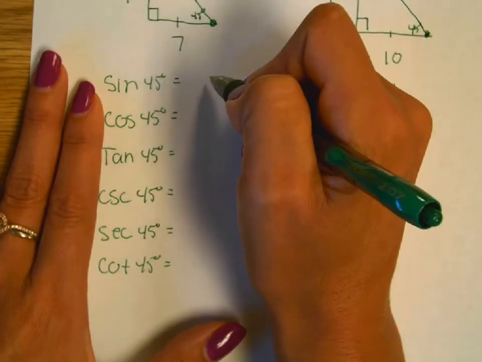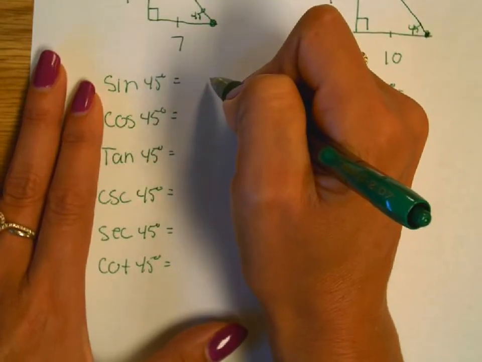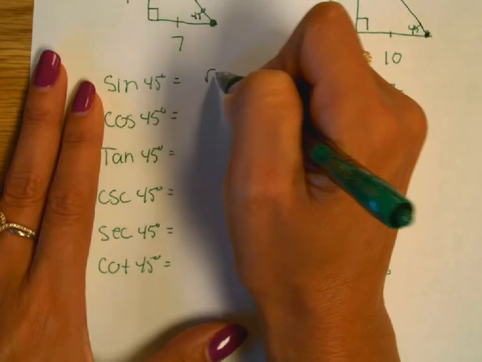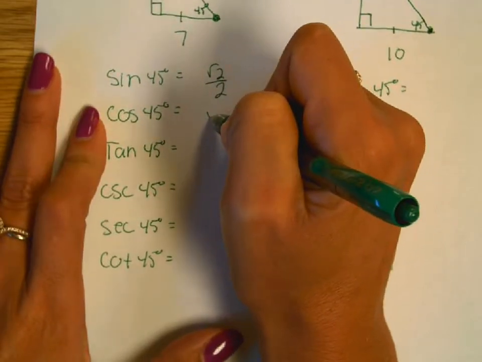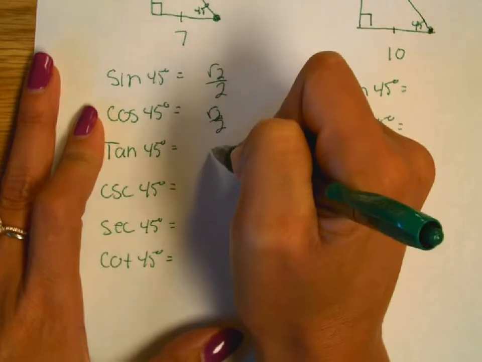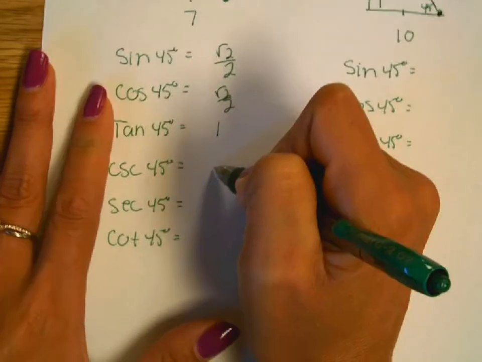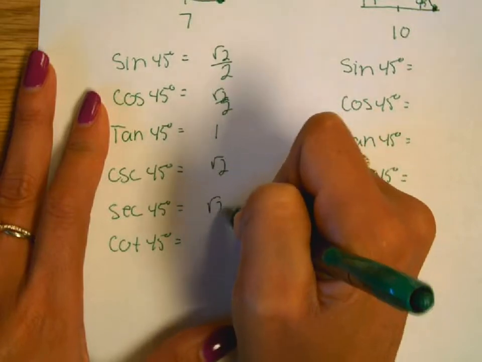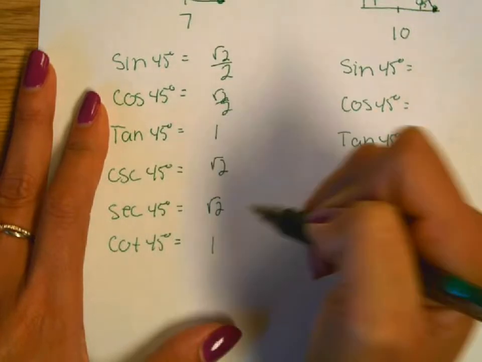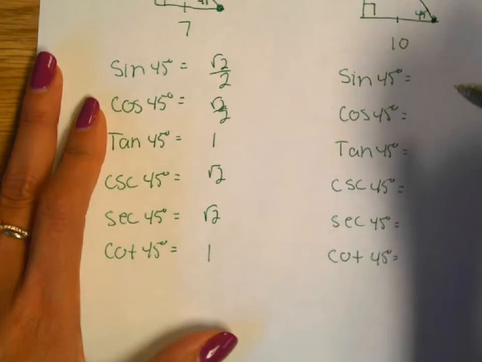Reese, what do you got? You got radical 2 over 2. I like that. Keep going, Reese. Radical 2 over 2. Tangent? 1. Cosecant? Secant? And cotangent? All right, since you did the other triangle, Caitlin, what did you get?